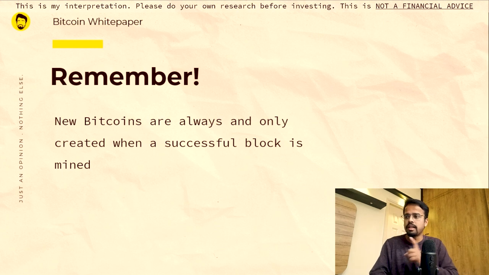in the description. And remember, new bitcoins are always and only created when a successful block is mined. So every time you see that there is a new bitcoin, that means someone has mined it. Without mining, you cannot generate a new bitcoin from scratch.